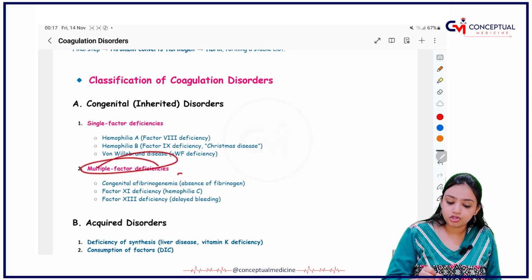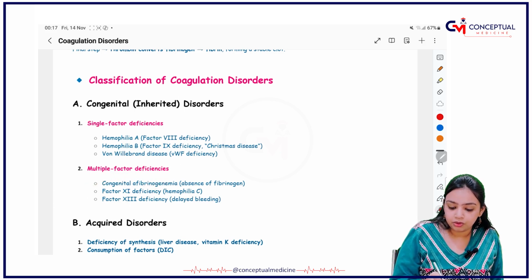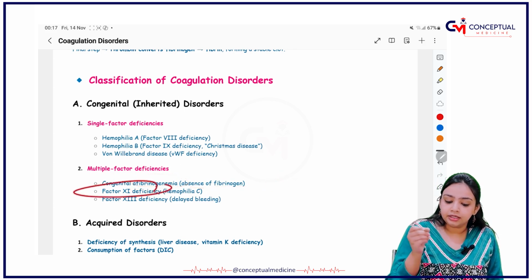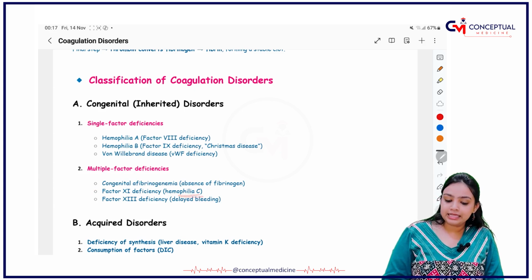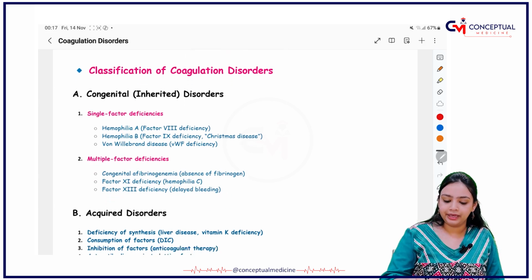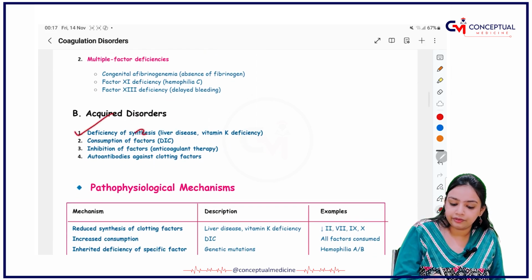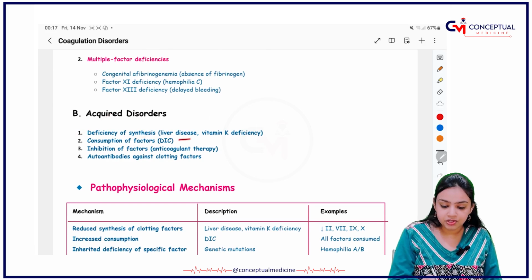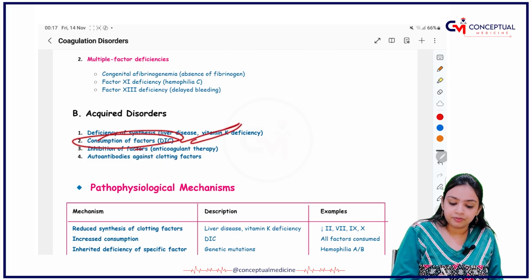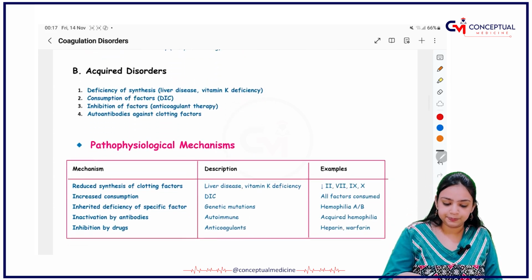Now the multi-factor deficiencies: first, you have congenital afibrinogenemia, which is due to the absence of fibrinogen. Factor 11 deficiency, hemophilia C. And factor 13 deficiency, which causes delayed bleeding. Then you have the acquired disorders. In the acquired disorders, you have deficiency of synthesis, like in liver disease and vitamin K deficiency. Then there is consumption of factors, inhibition of factors, and autoantibodies against the clotting factors.